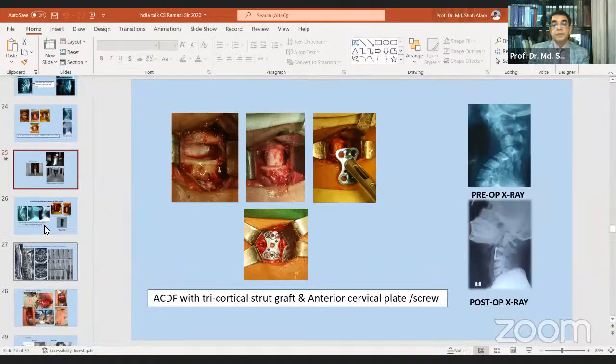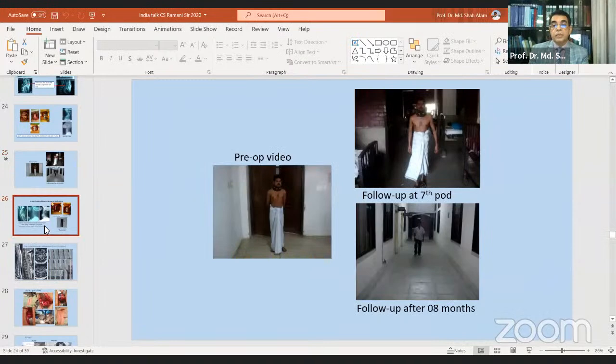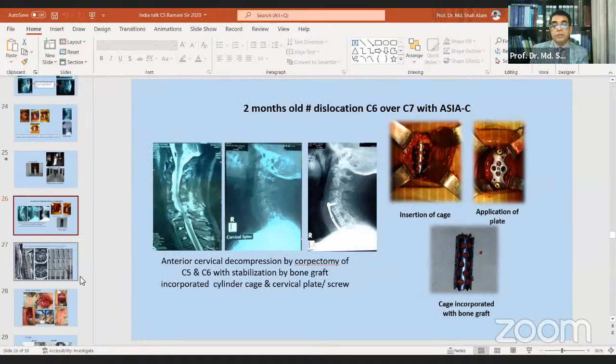And this patient, you can see, subsequently regained his neurology, though I cannot show the video because I cannot share the slide. So next, the patient had a good fusion and good neurological function and without any problem.